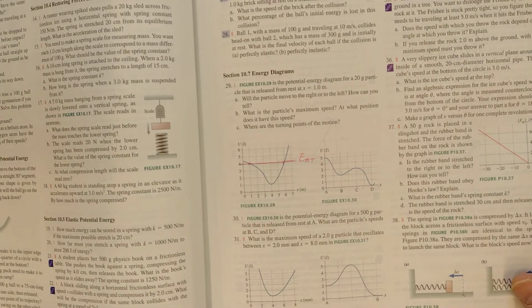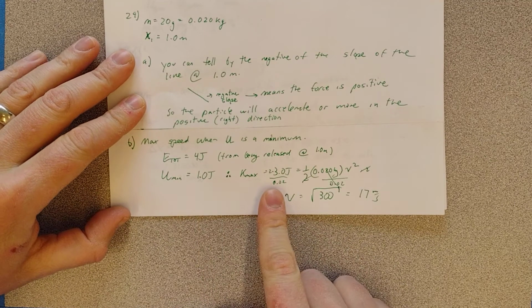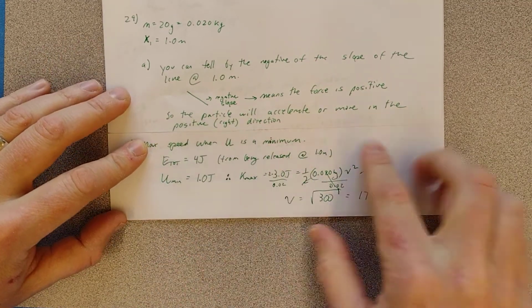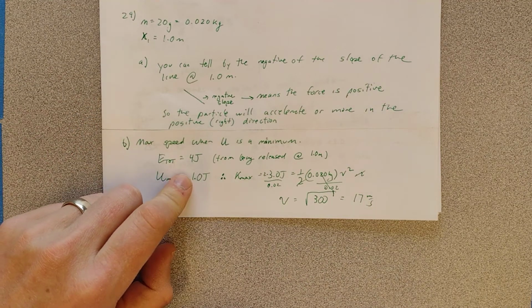So then you just say, okay, so it's 3 joules. All right, it's 3 joules. I had to edit this because I didn't look at the graph when I did this the first time.